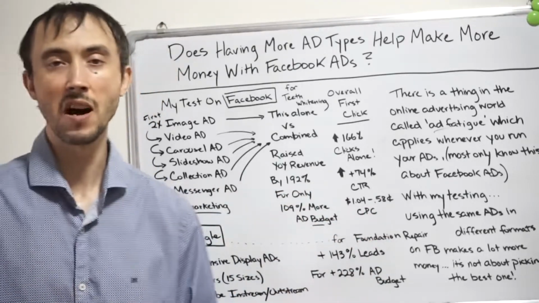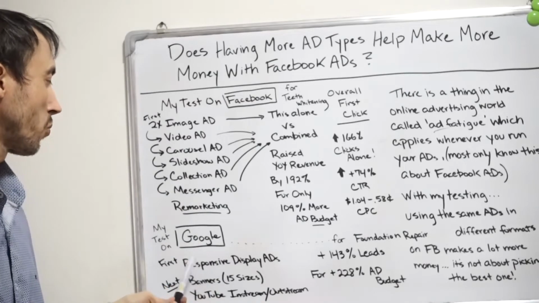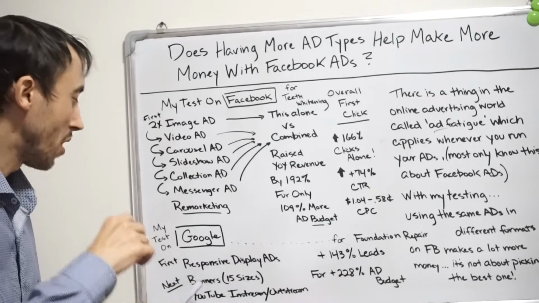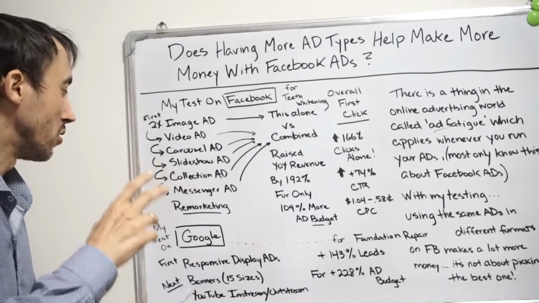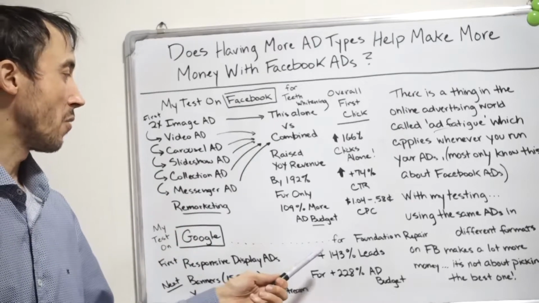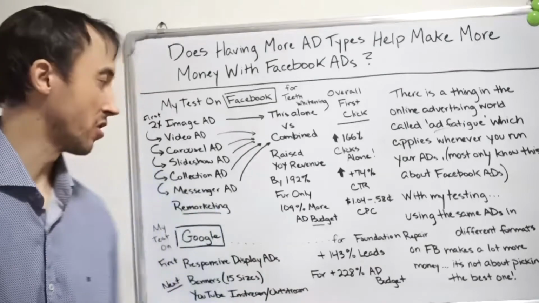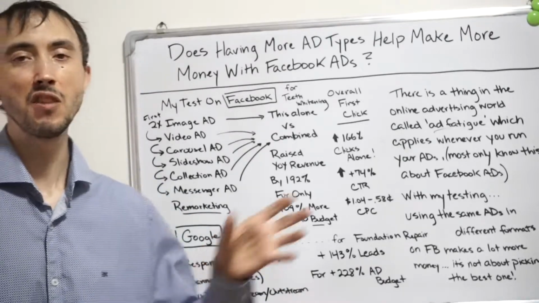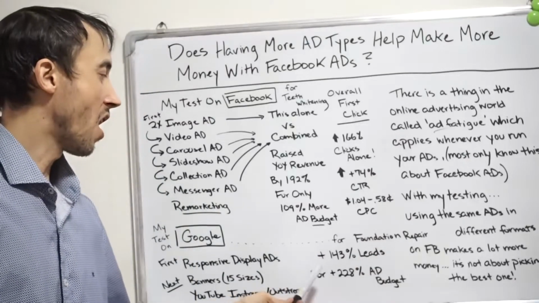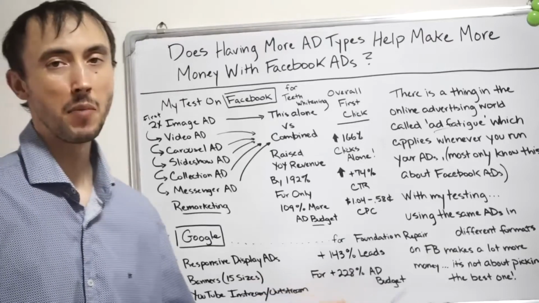In this particular case, we did this repurposing and made the responsive display ads into banner ads, YouTube Instream and Outstream ads. We got, within 3 months, 143% more leads than they had just simply from the responsive display ads to that similar-to audience, for a 228% increase in ad budget.